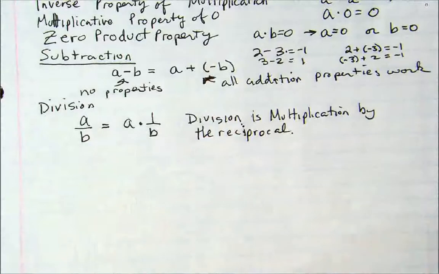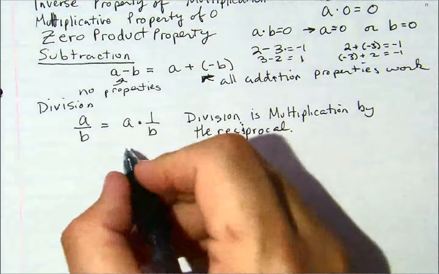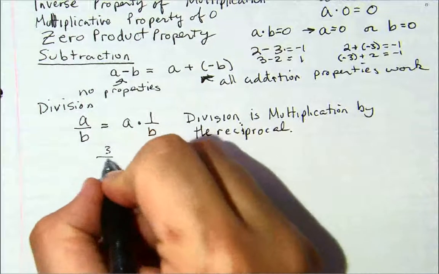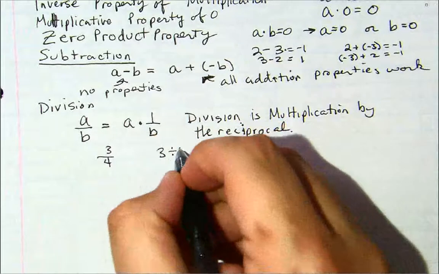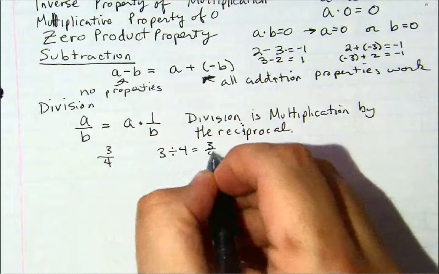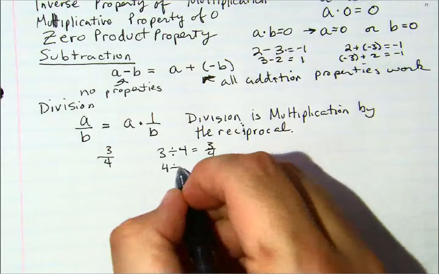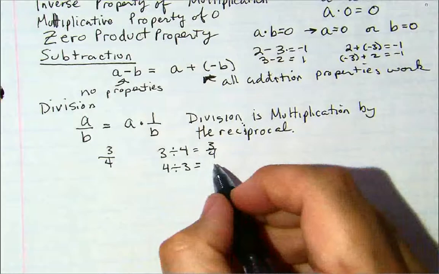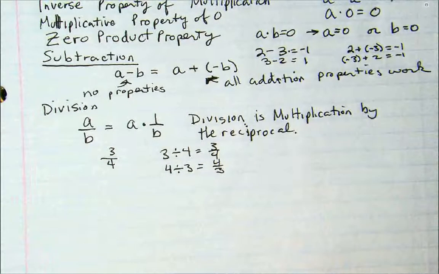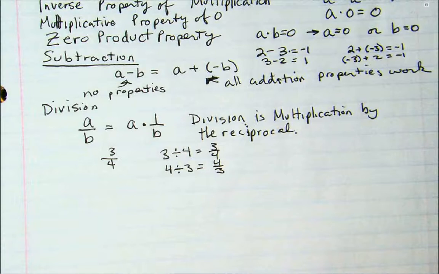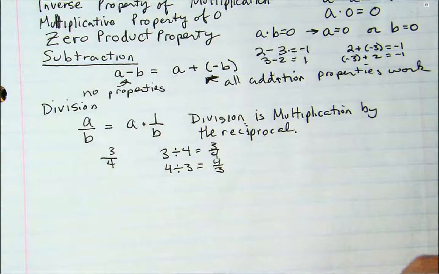Because then all the properties work. If you have 3 divided by 4, that's equal to 3 over 4. Switch it around, 4 divided by 3, that's equal to 4/3. That's not the same. So that property that would work for multiplication doesn't work for division.